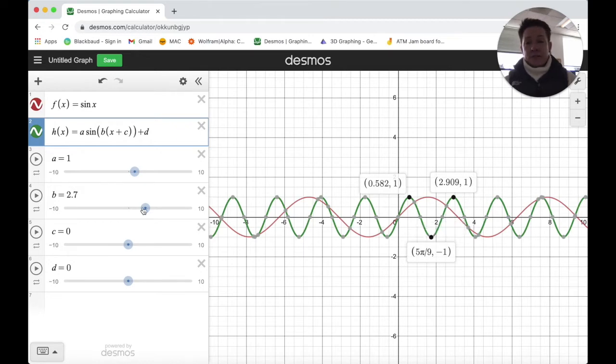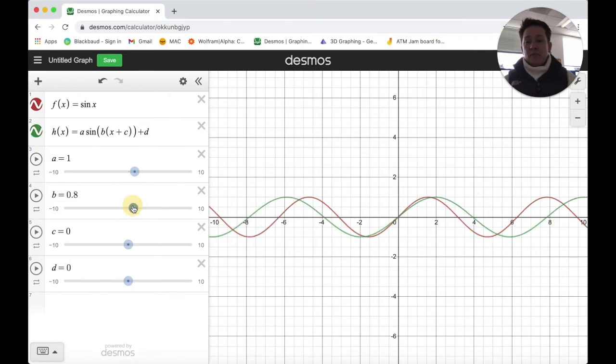All right, so changing B will be a stretch or a shrink, but it will also change the period. All right, so if B is between 0 and 1, it ends up being a horizontal stretch. So we'll have a longer period, so it'll take longer for the cycle to happen. And because of the properties of the trig functions, we're not going to have to worry about negative B values. All right, so let's restore B back to 1.